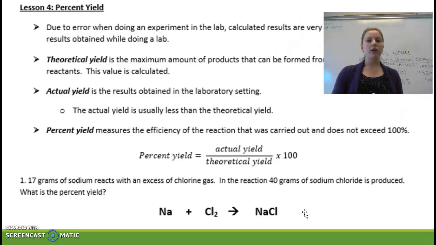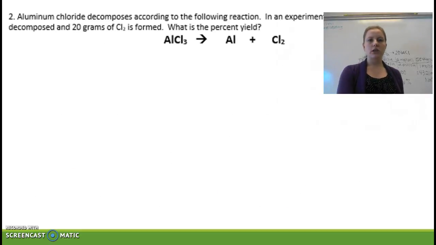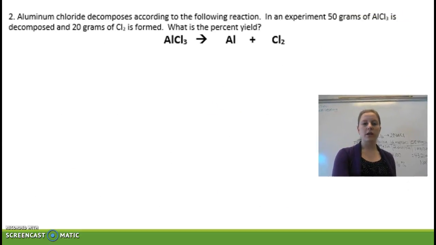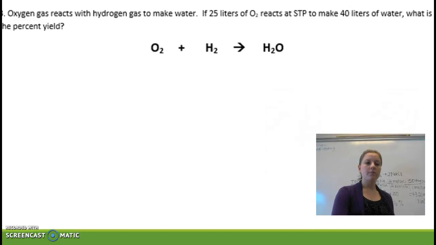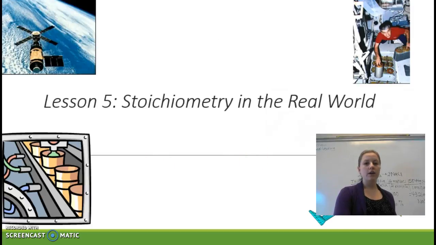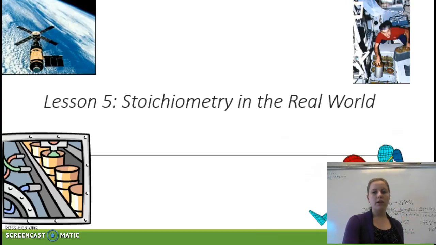Alright, so there's plenty of other practice problems, but that's essentially how you do these. You need to first make sure it's balanced, figure out your theoretical, use your actual, take a ratio, and get the percent. Okay? Now, lesson 5, we're going to talk just quickly about some reactions in real life that are going to involve stoichiometry, how you can use this stuff in everyday life.